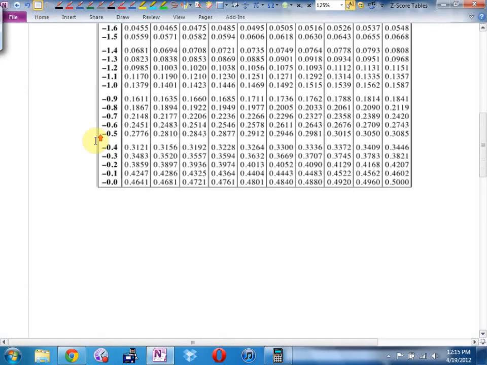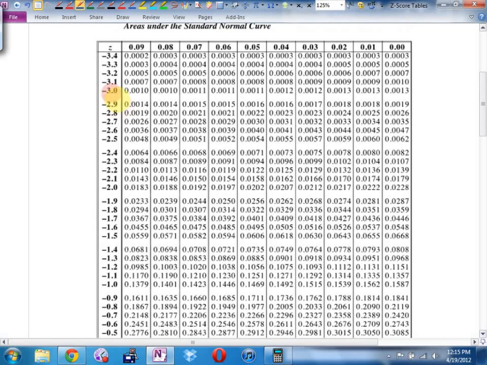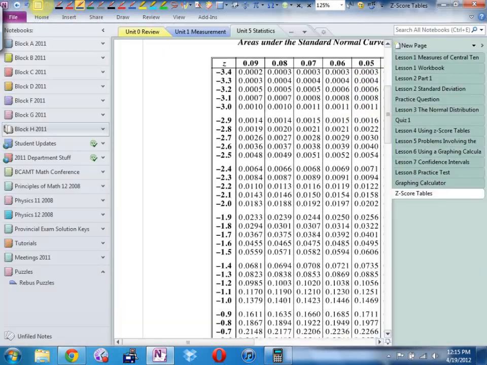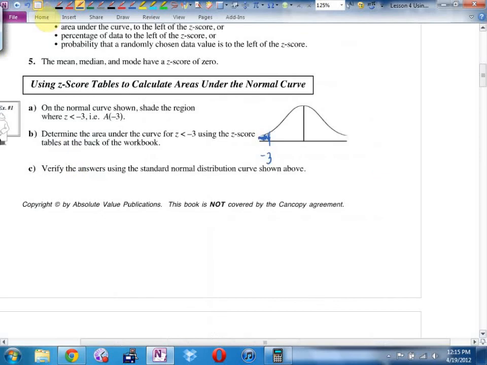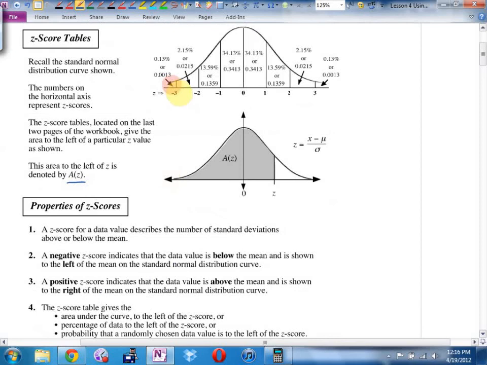What was it, -3? -3.00 is that. 0.0013. You see it, Simon? Area to the left of -3 is 0.0013. Which, Sam, I'd already actually told you because it's mentioned up here. See it? There's -3 and there's the 0.0013.